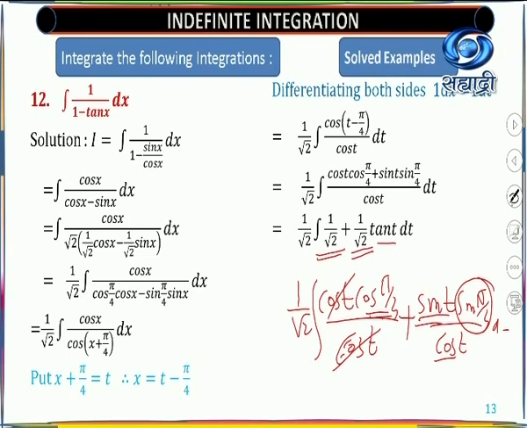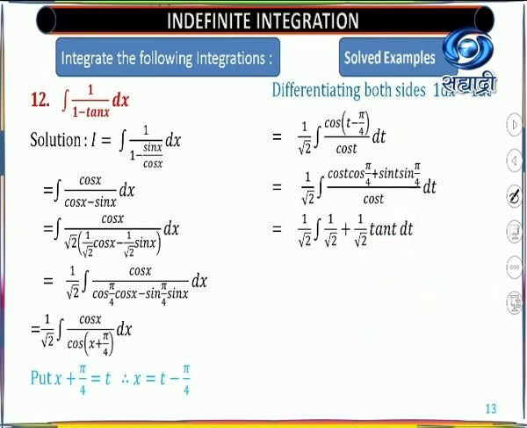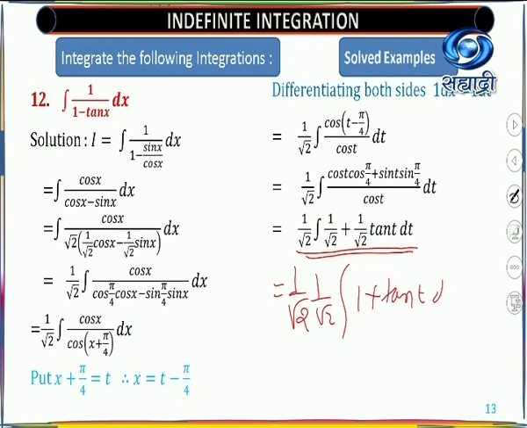So you will get this function as 1 upon root 2 integral of 1 upon root 2 plus 1 upon root 2 tan t dt. Take 1 upon root 2 common from both the terms. You can say 1 upon root 2 into 1 upon root 2. So this function becomes 1 upon root 2 integral 1 plus tan t dt. Now separate out the terms. 1 upon root 2 into 1 upon root 2 becomes 1 upon 2 integral dt plus integral tan t dt.